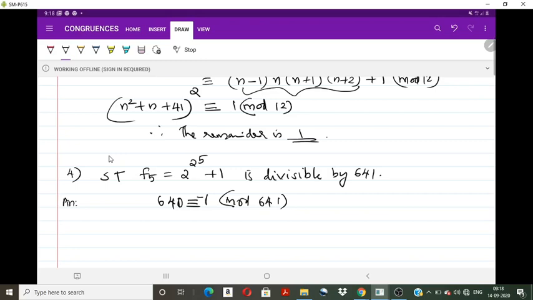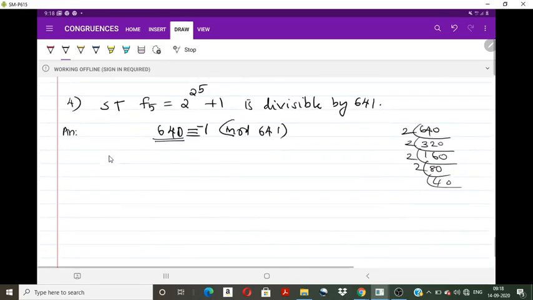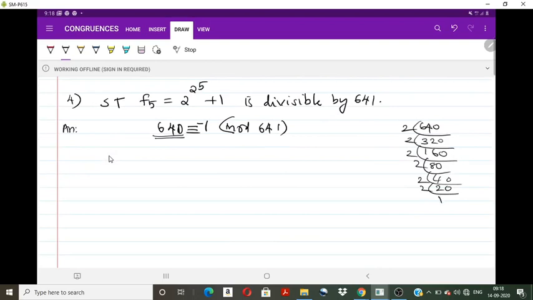Now we have to get 2 raised to 2^5 plus 1 modulo 641. So we have to reduce 640 in terms of powers of 2. For that we write 640 as a power of 2. 640 divided by 2 is 320, again this is 160, this is 80, this is 40, then 40 divided by 2 is 20, and 20 divided by 2 is 10, and 10 divided by 2 is 5. So 3 plus 4, 7. So 640 is 2 raised to 7 into 5.